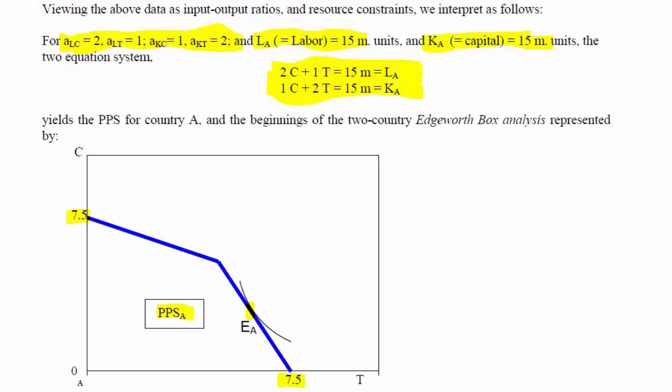So that's the introduction to the topic we're working on, and we use this linear approach because all of the Heckscher-Ohlin conclusions can be seen readily using the linear programming approach.